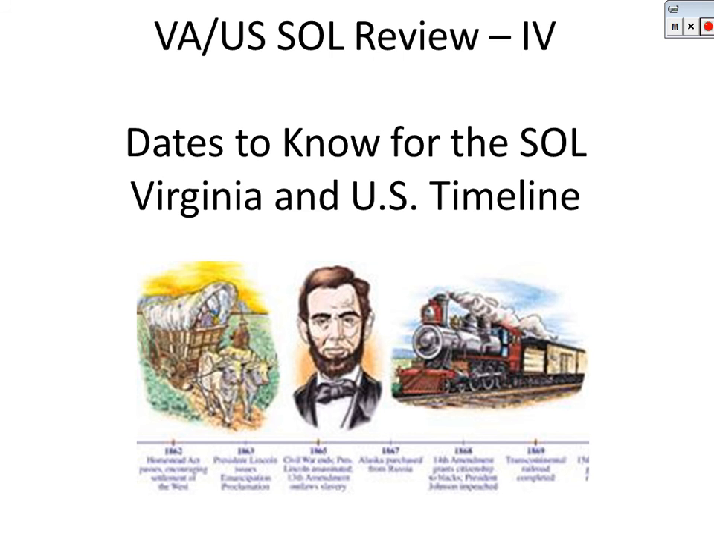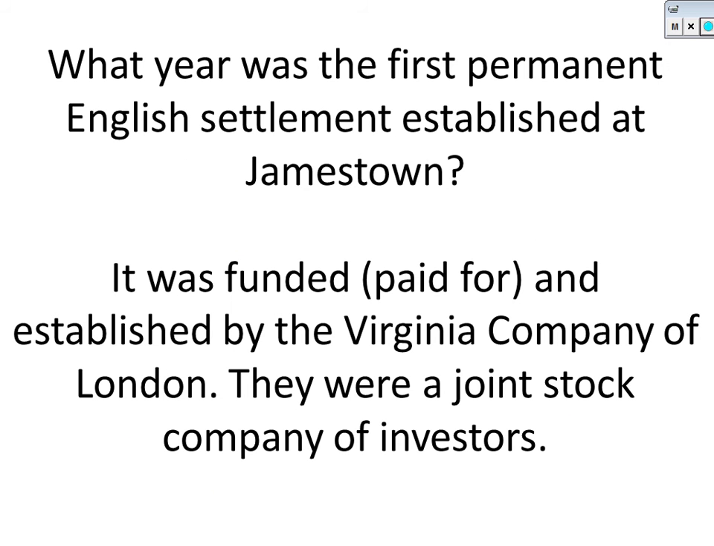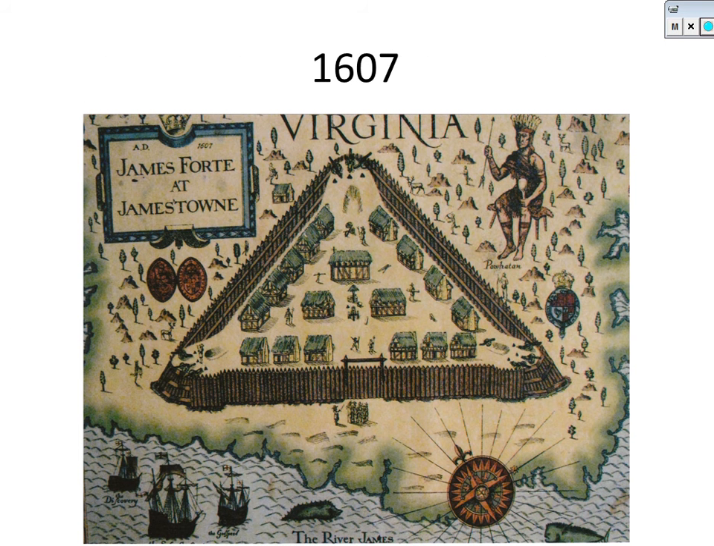We're looking at dates to know for the SOL for Virginia and United States history via U.S. timeline. What is the year of the first permanent English settlement established at Jamestown? It was funded or paid for by the Virginia Company of London. They're a joint stock company of investors. 1607. Very good. What are we looking at? Jamestown. Good job. That's a map or a primary document. Very good.